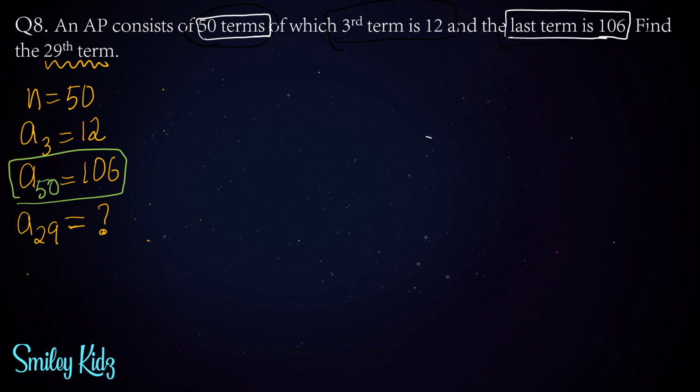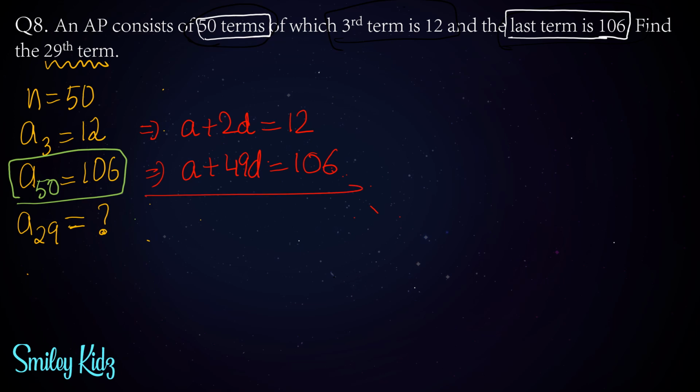Now since we have two things, that is A3 is 12 and A50 is 106, we can extract two equations out of which we can extract A and D, similar to our previous questions. Now this is going to be A plus 2D is equal to 12. Then A plus 49D is equal to 106.